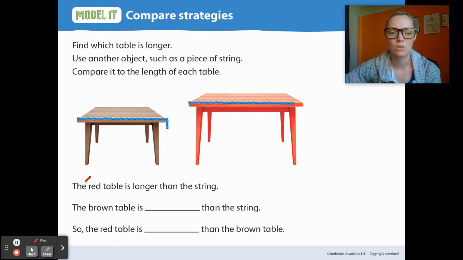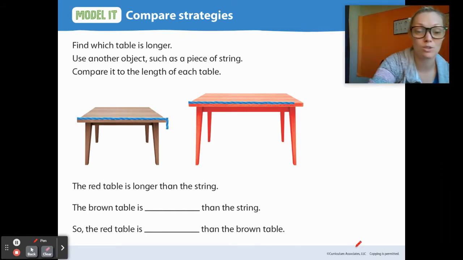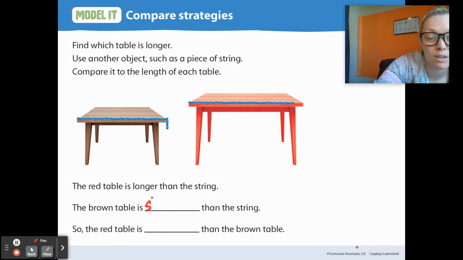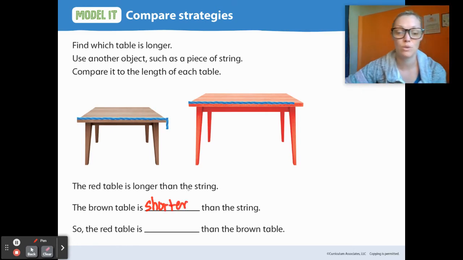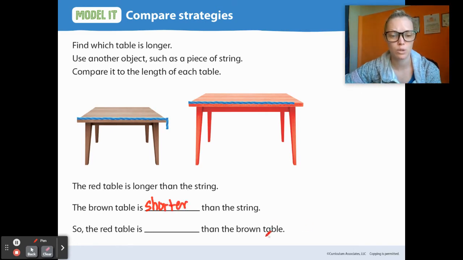It tells us the red table is longer than the string. You can see the red table is longer than that string. The brown table, look at the brown table compared to the string. The brown table is shorter. So go ahead and write in shorter. It's shorter because some of the string is left over. So the brown table is shorter than the string. So the red table is blank than the brown table.